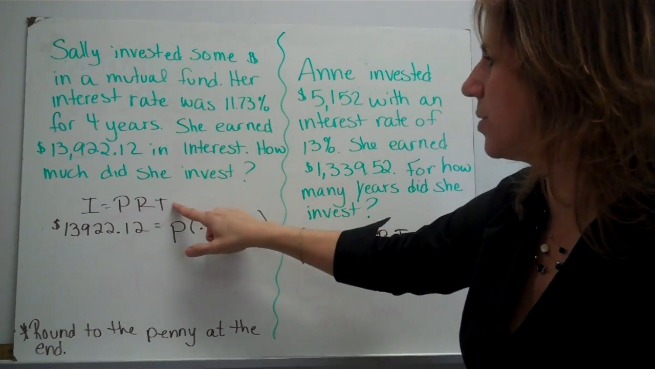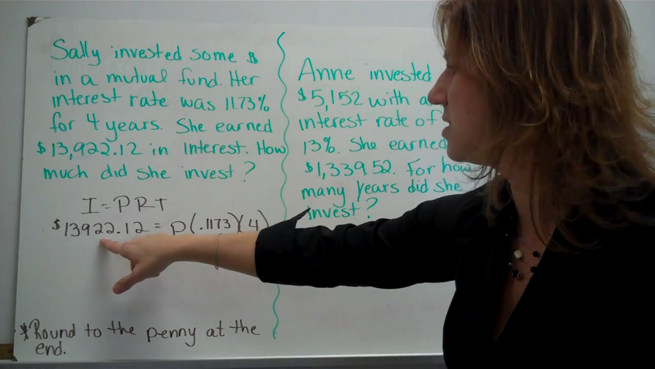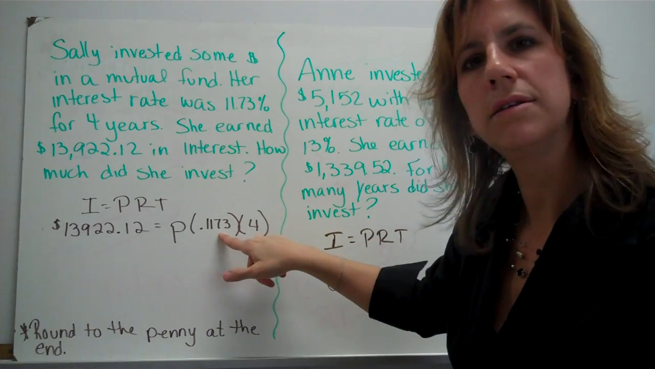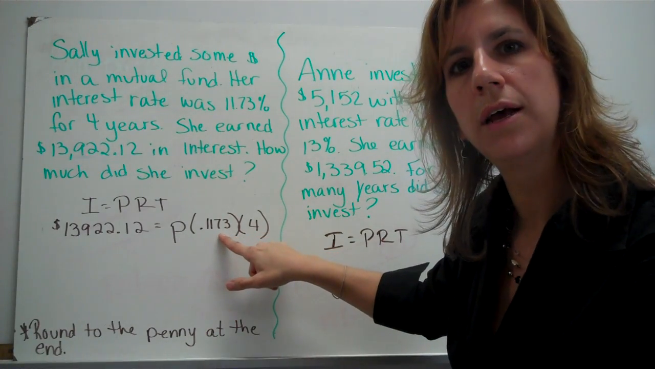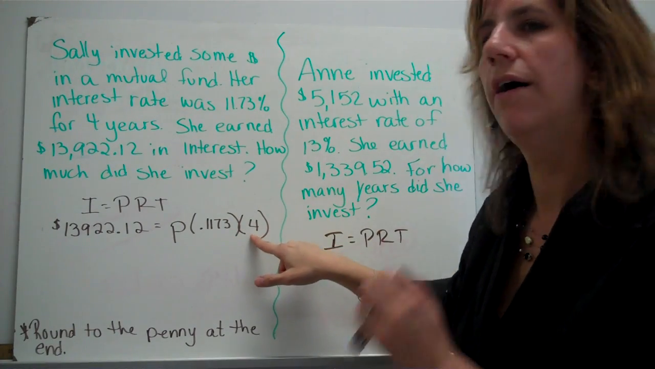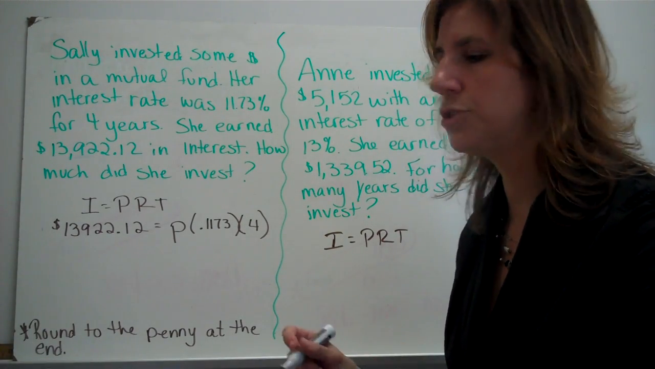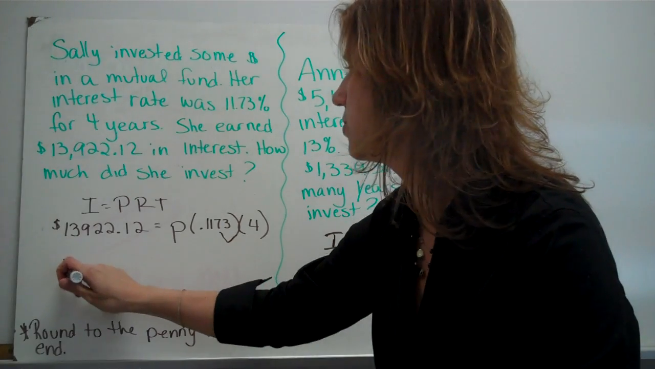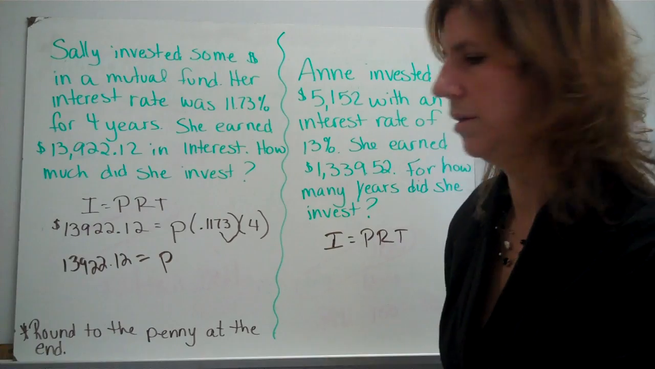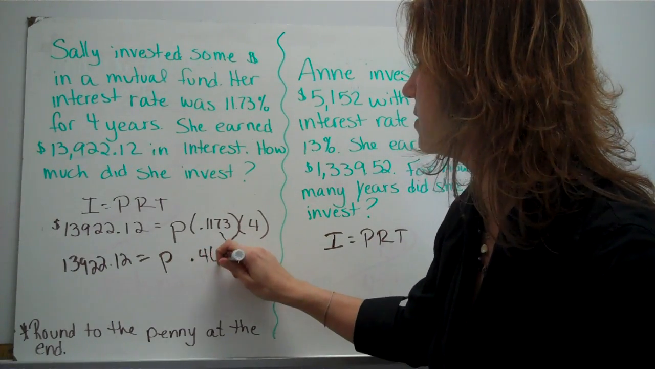So here I've written down my formula. Do you see how I wrote in what I already know? I know how much she got in interest. I don't know how much she started with. The rate, notice I moved the decimal over 2 places, right? 0.1173. And how many years? 4. All right, so we got to use our algebra now, right? All right, so first we want to put together these 2 numbers. So I'm going to rewrite everything else. All right, we put those together. And don't round. Go ahead and keep it the way it is.